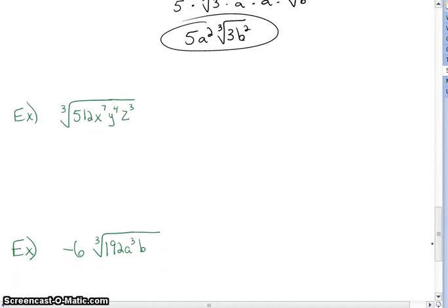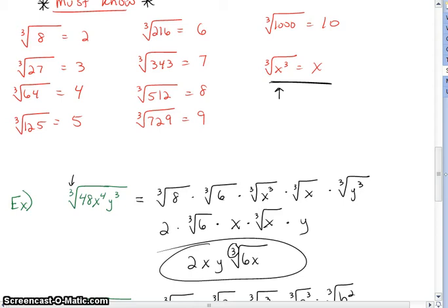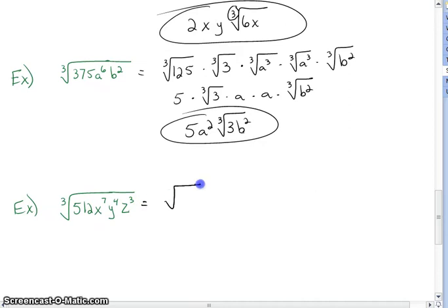Okay, let's try this one. The cube root of 512. So look at my list. Do I know the cube root of 512? Yep, there it is. So I don't need to break that into anything. So that's the cube root of 512 times the cube root of x cubed times the cube root of x cubed times the cube root of how many x's are left? Just 1, because there's 3 here, 3 here, so that's 6, so I need 1 more to make 7.